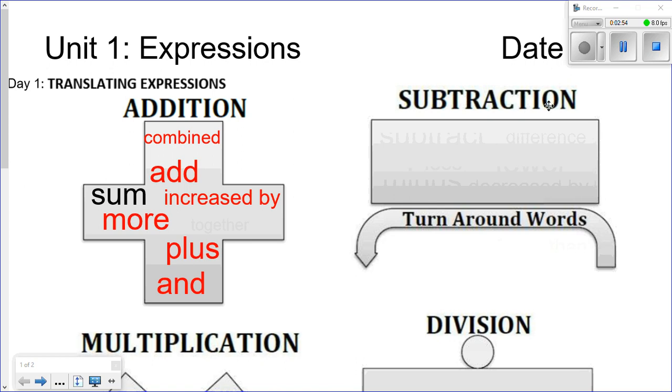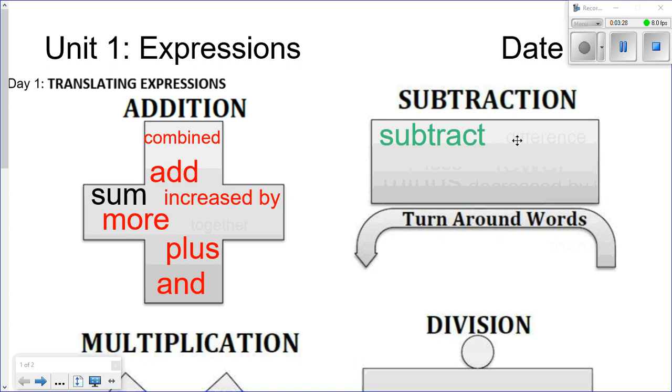Okay, some words that mean subtraction. Subtraction is very interesting because there are two different kinds of words that can mean subtraction. One is the straightforward subtraction, like 5 minus 2, or 6 subtract 2. Those are very straightforward. As you hear them or read them, that's how you're going to write them mathematically. Others are turnaround words, which means they're said a little bit backwards from the way you would write it mathematically. I'll show you those as well and give some examples.